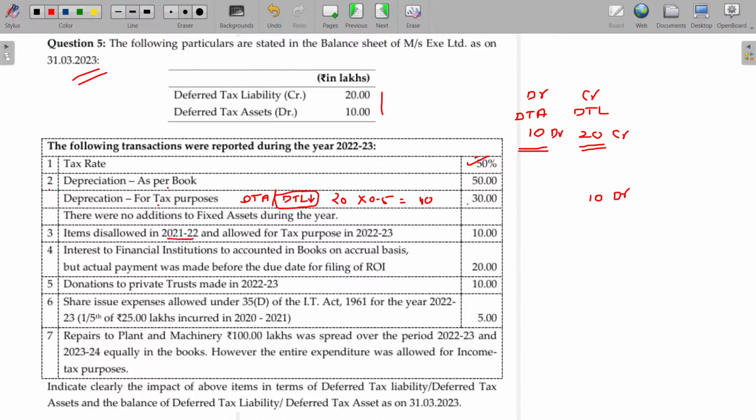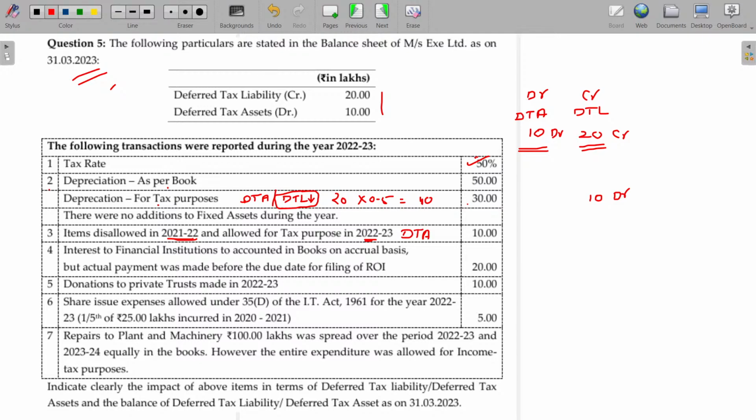Item disallowed in 21-22 and allowed for the tax purpose in the current year, 10. What does it mean? Last year, probably some item may be debited only on payment basis. As in 21-22, this 10 lakh remained not paid, so for income tax purpose it was disqualified. Disqualified means you paid the tax in that year. You paid more tax in that year. If you pay more tax, that is called DTA.